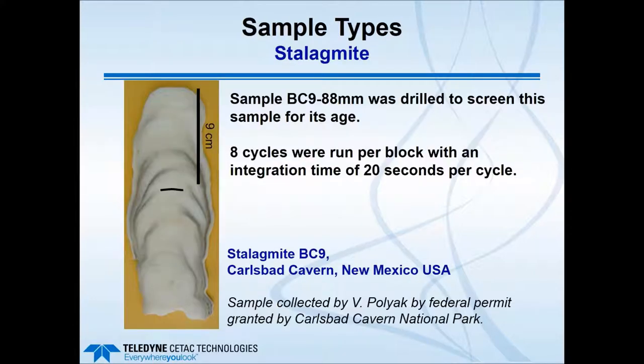So let's look then at some of the sample types. So this first one is a stalagmite, which means that it was formed on the ground floor of a cave. This particular sample was drilled to screen its age. This was from Carlsbad Cavern, which is in southeastern New Mexico. And in the acknowledgement, I'll mention this sample was collected by Dr. Victor Poliak with a federal permit to go into Carlsbad Cavern National Park. The little scale on the picture shows you the approximate size of the stalagmite sample, which was sampled off the floor of the cave. And the little mark in the middle was what was drilled off. And these are typically drilled off with a dental drill or a small Dremel drill. And then that sample powder was collected and then processed per the steps on the previous slide.